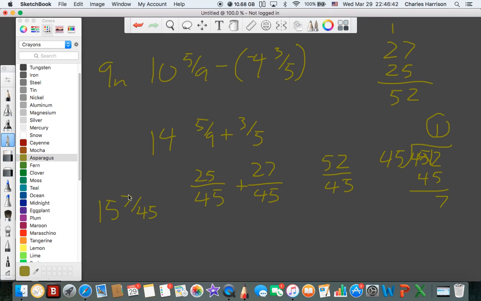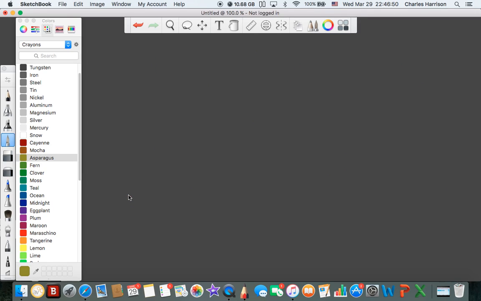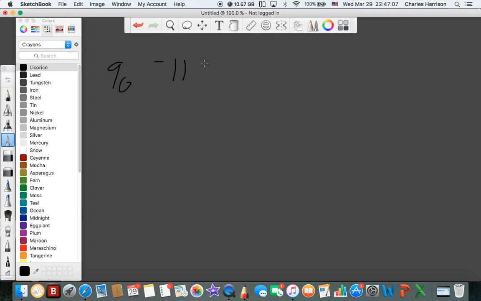All right, let's do the next one, which is O. 9n, now we're at 9O. Let's change colors too, shall we? Let's change it to black. 9O. All right, 9O is negative 11 and 5/9 plus a negative 1 and 7/12.